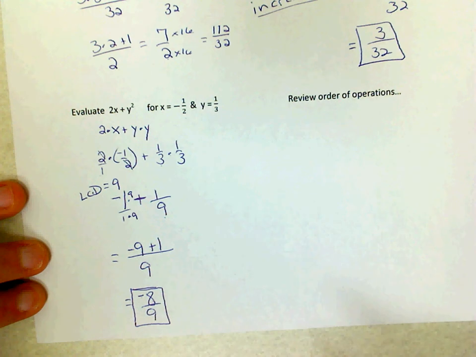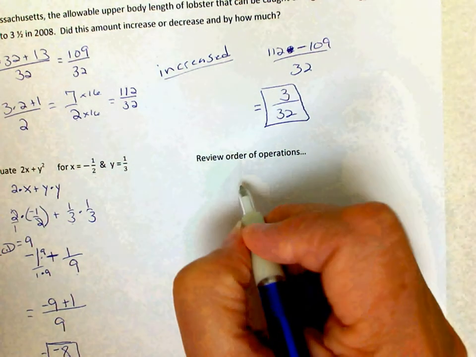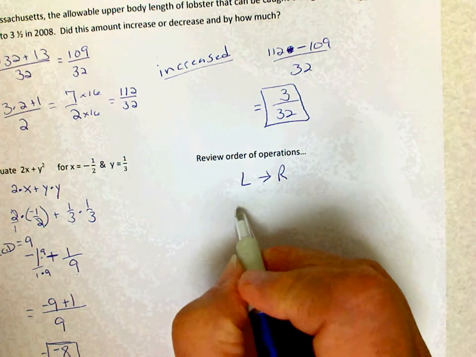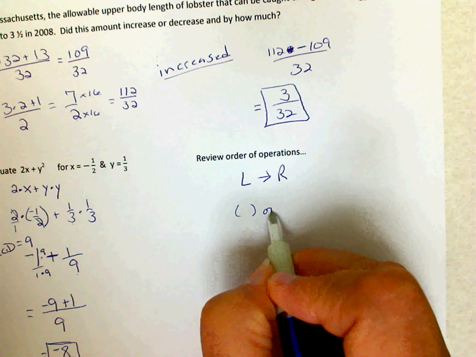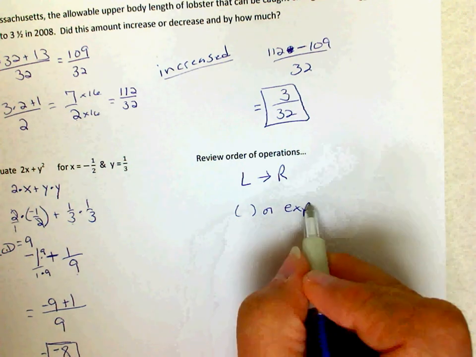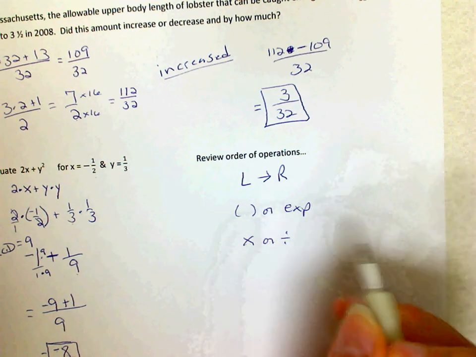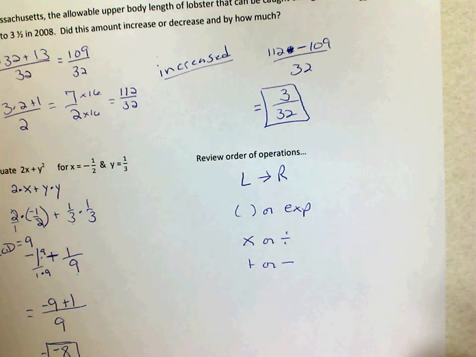And real quick, I want to review the order of operations. They are done from left to right: parentheses or grouping symbols, or exponents. Do those first from left to right, then multiply or divide from left to right, then add or subtract. If you have questions, ask.